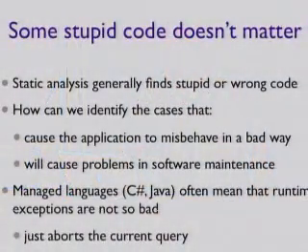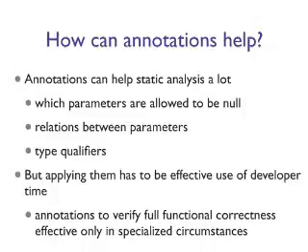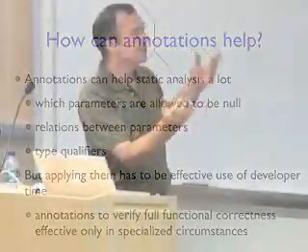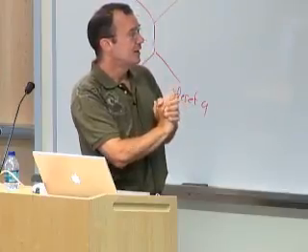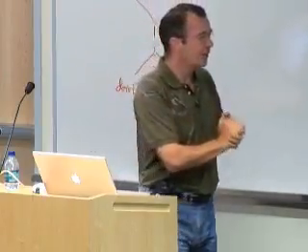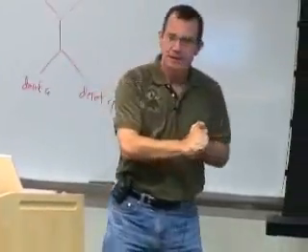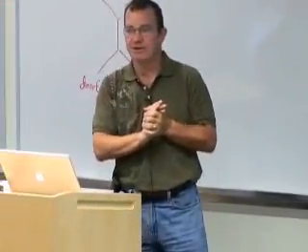Right. So it just aborts the current query. How can annotations help? Annotations can help a lot. Which parameters are allowed to be null, relations between parameters, type qualifiers. But applying them has to be an effective use of developer time. Annotations to fully verify full functional correctness is useful only in certain specialized circumstances.